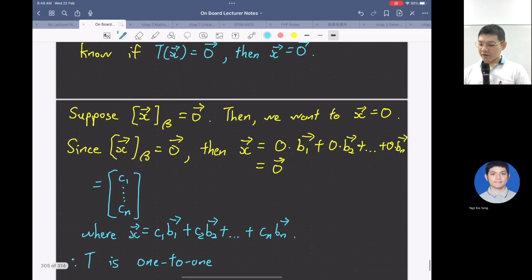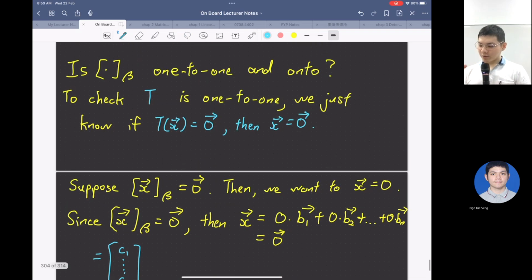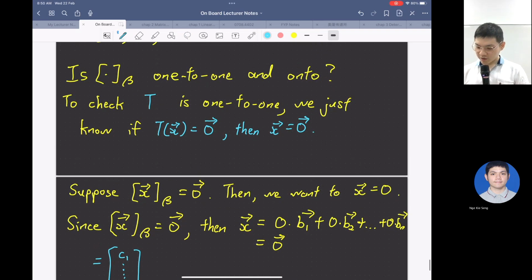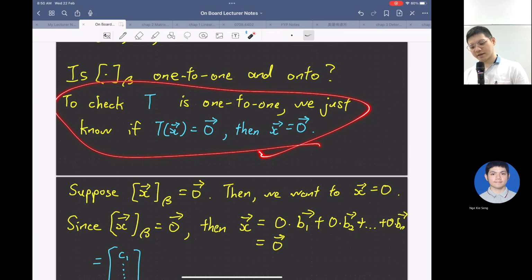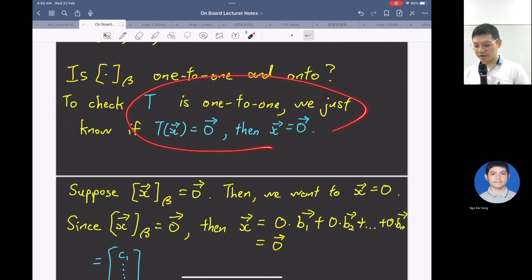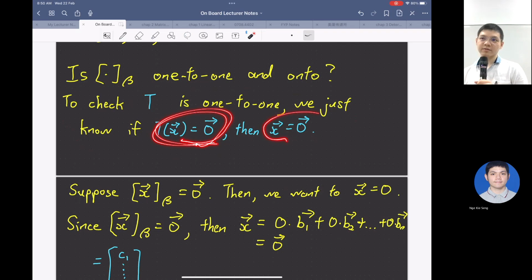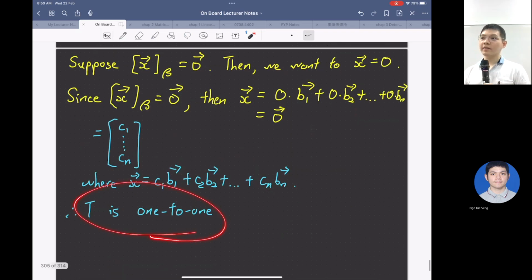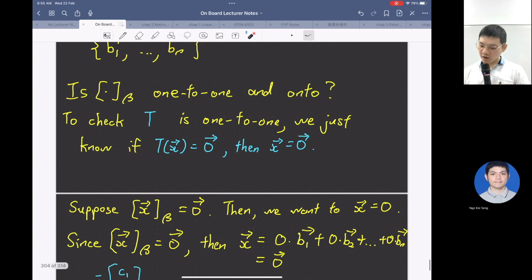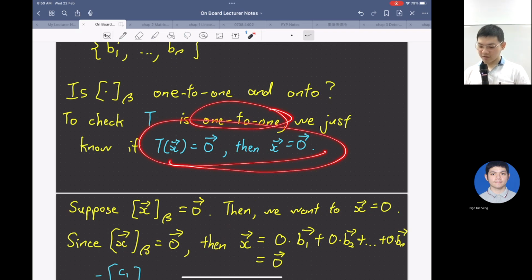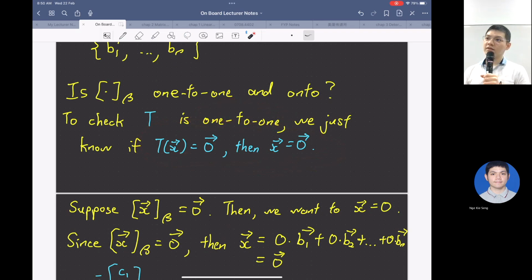If you are stuck, if you can't recall, you need to accept what I say here first. So to show that T is 1 to 1, we just need to show that when Tx is equal to 0, x must be equal to 0. If we have done this, then that means T is 1 to 1. If you wonder why 1 to 1 is equivalent to this, you need to check back to the notes.